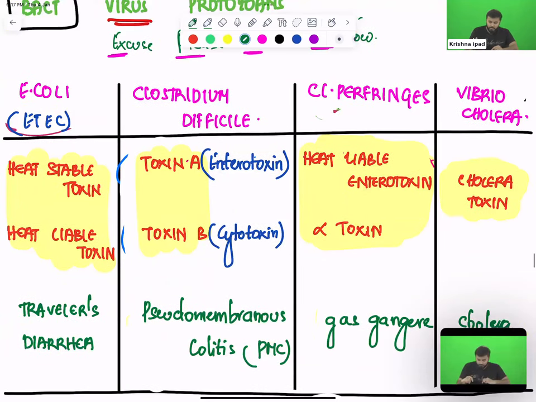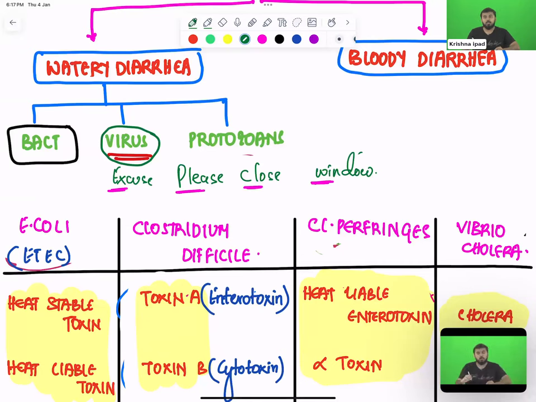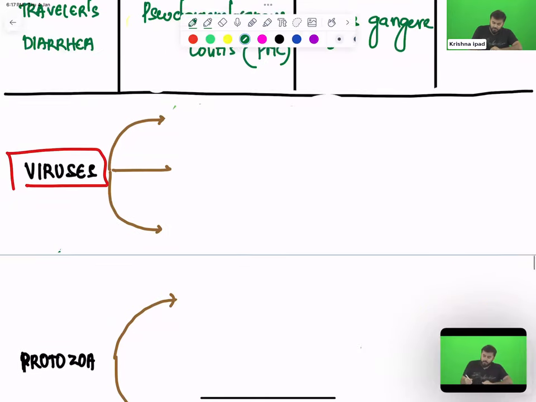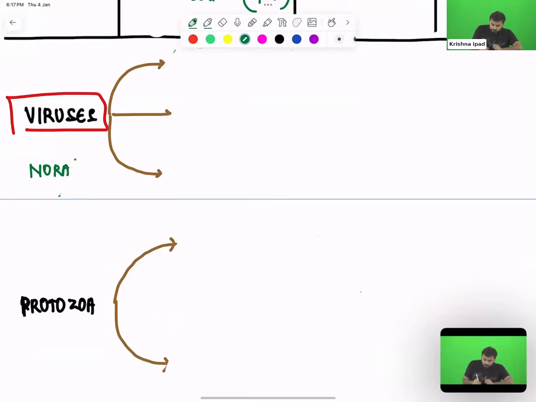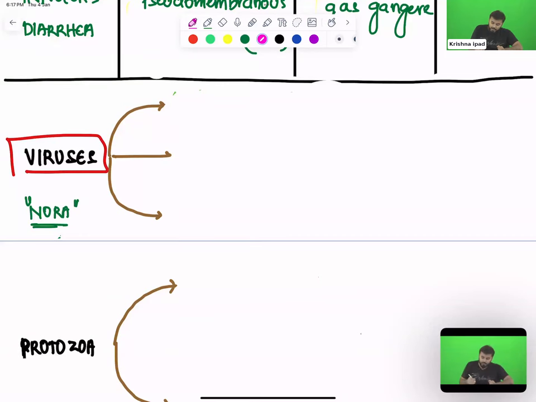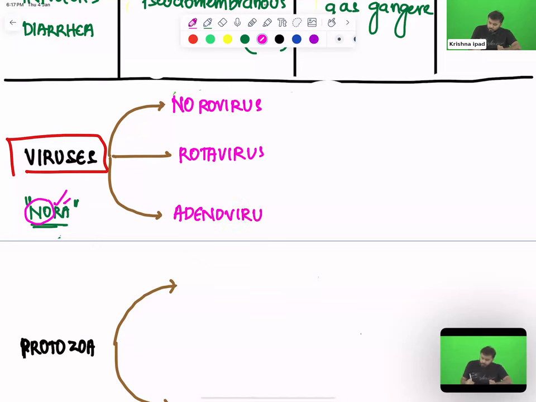Okay, now let us see what are the viruses that are causing watery diarrhea. How do you remember that? Remember by the mnemonic NORA, N-O-R-A. What does NO stand for? NO stands for norovirus, R stands for rotavirus, and A stands for adenovirus. So these are the three important viruses that cause watery diarrhea.